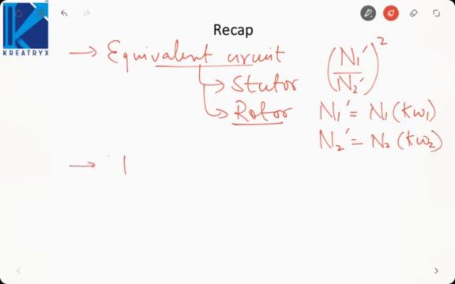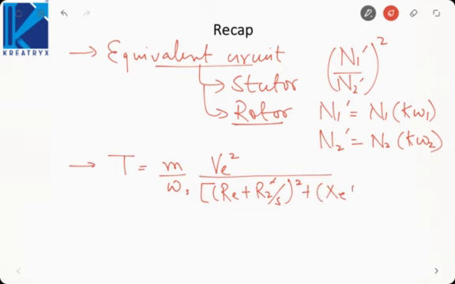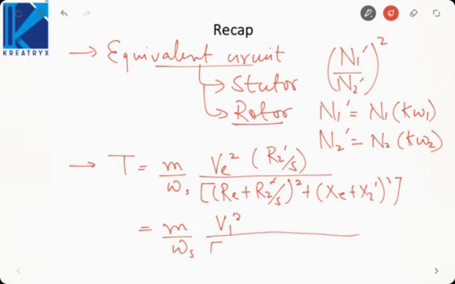And then we saw the torque slip characteristic. Torque was given by m by omega s, ve square by (re plus r2 dash by s) whole square plus (xe plus x2 dash) whole square, into r2 dash by s. And when we neglected the stator impedance, it was m by omega s, v1 square by (r2 dash by s) whole square plus x2 dash square, into r2 dash by s. So this is what we saw in the last lecture.